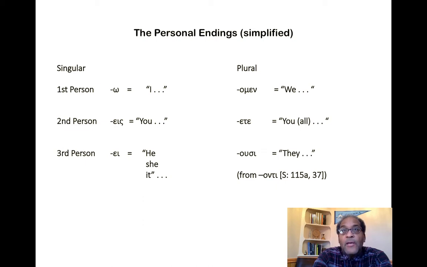If you want to get down and dirty about how ousi actually comes to be, check out Smyth 115a and 37. I highly recommend that because it goes a long way in understanding this third plural. Okay. So, o, eis, ei, omen, ete, ousi. And you would do yourself good to copy out these six forms schematically, let's say 20 times, just to start to get them cut into your brain. Okay?